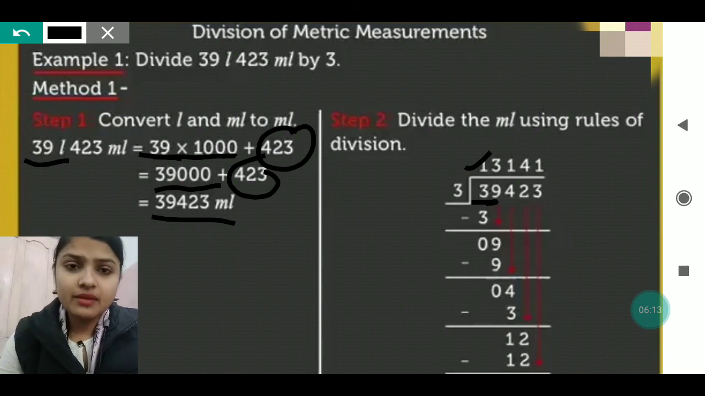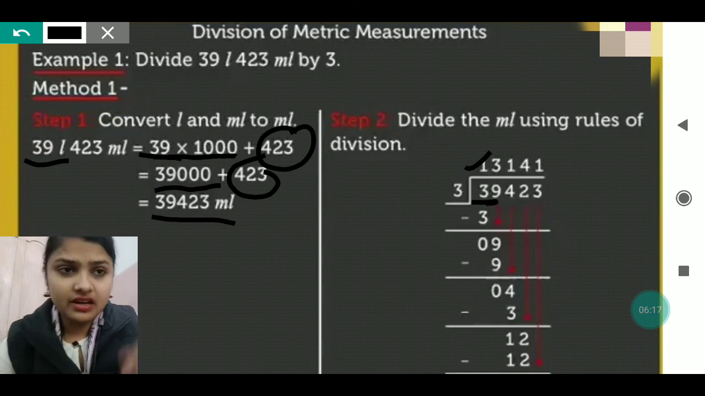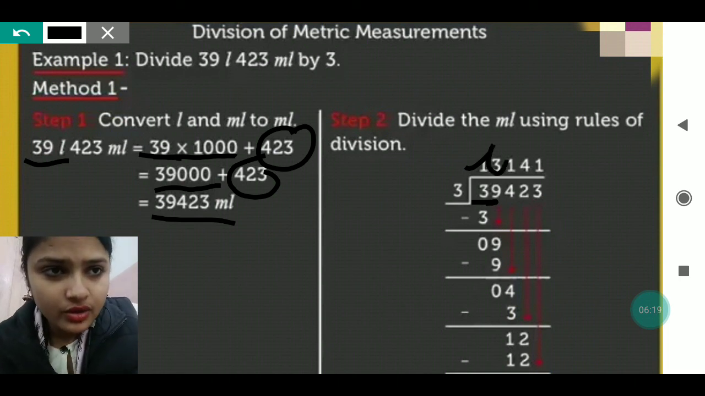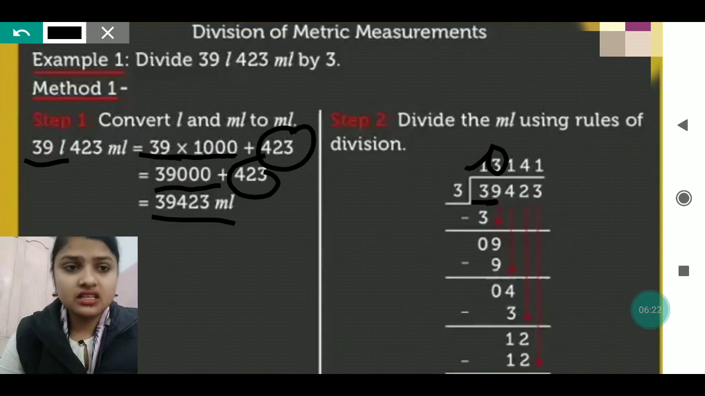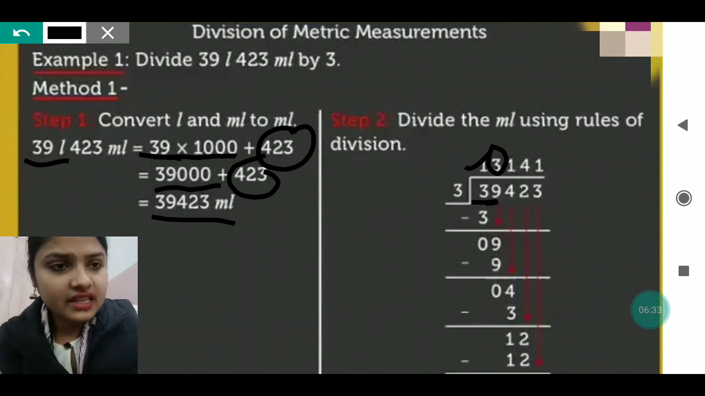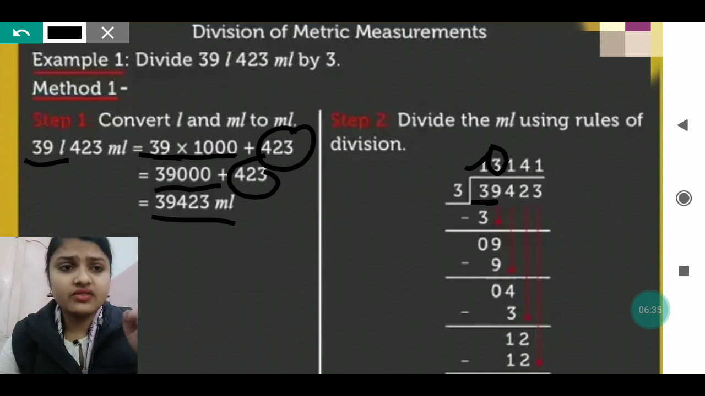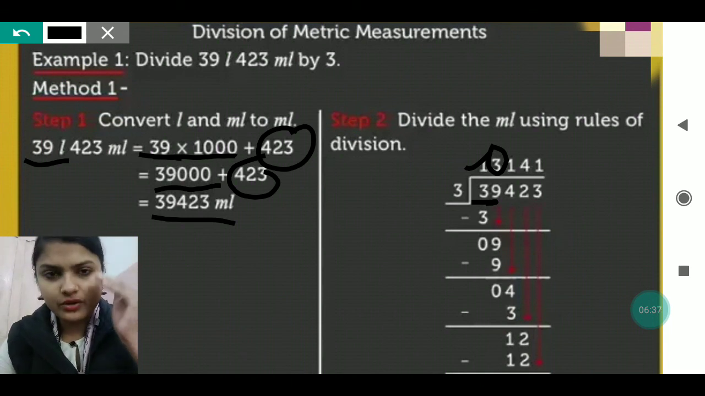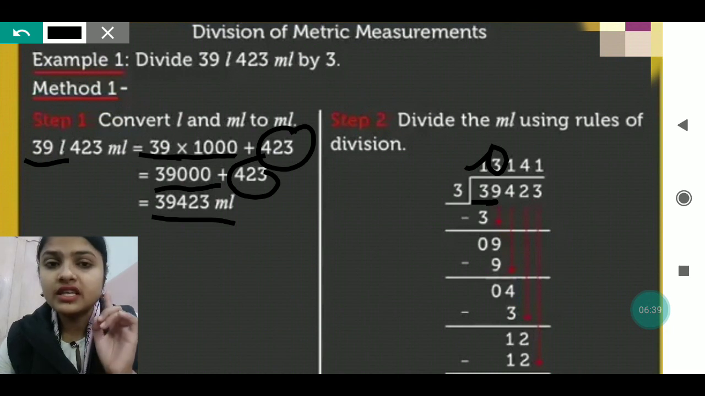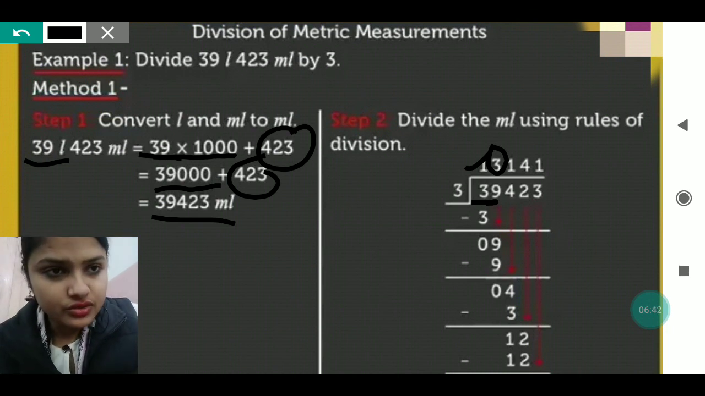Then 9 minus 9, because in the table of 3, 3 times 3 is 9, so we will write 3 in the quotient column, and then we will write 9 just below 9. We will give the subtraction sign to the left side of it, and then we will subtract. So 9 minus 9 is again 0. Now we will take the third digit. Whenever I am taking any digit from upside to downside, every time I am using the arrow. So it's very compulsory to use. So this arrow I am using, and then I have taken 4 down.